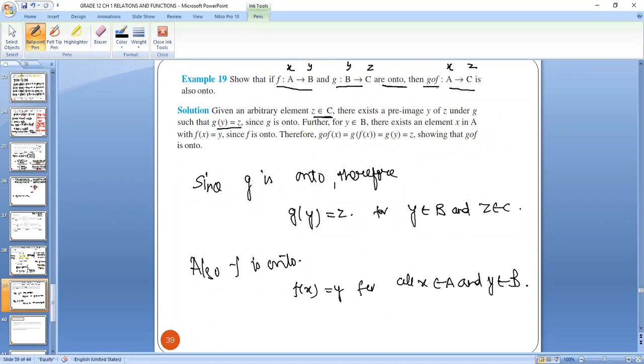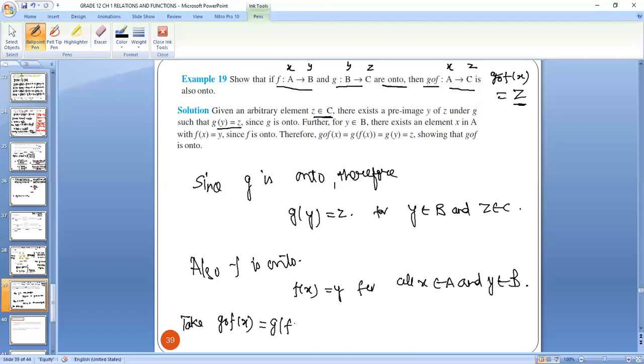Now we have to prove that G of F of X is equals to Z. Then we will prove that G of F is also onto. G of F of X is equals to Z means every element Z will be having a pre-image. So to prove that, take G of F of X.